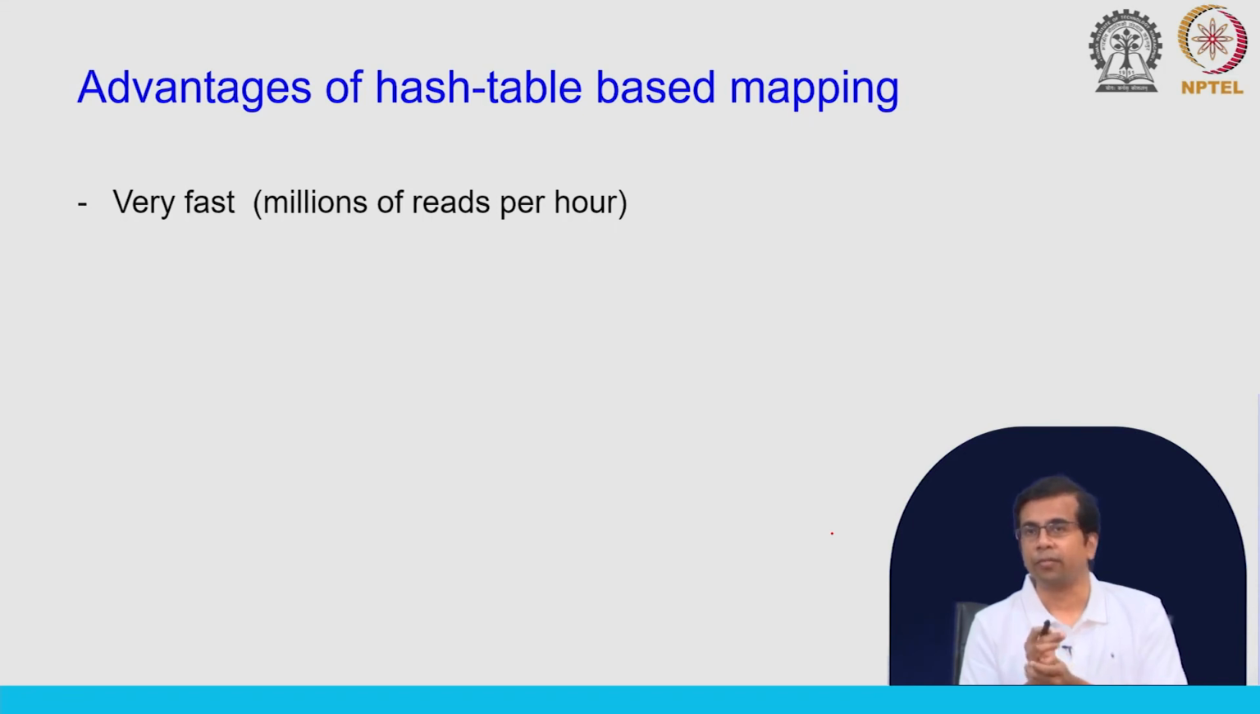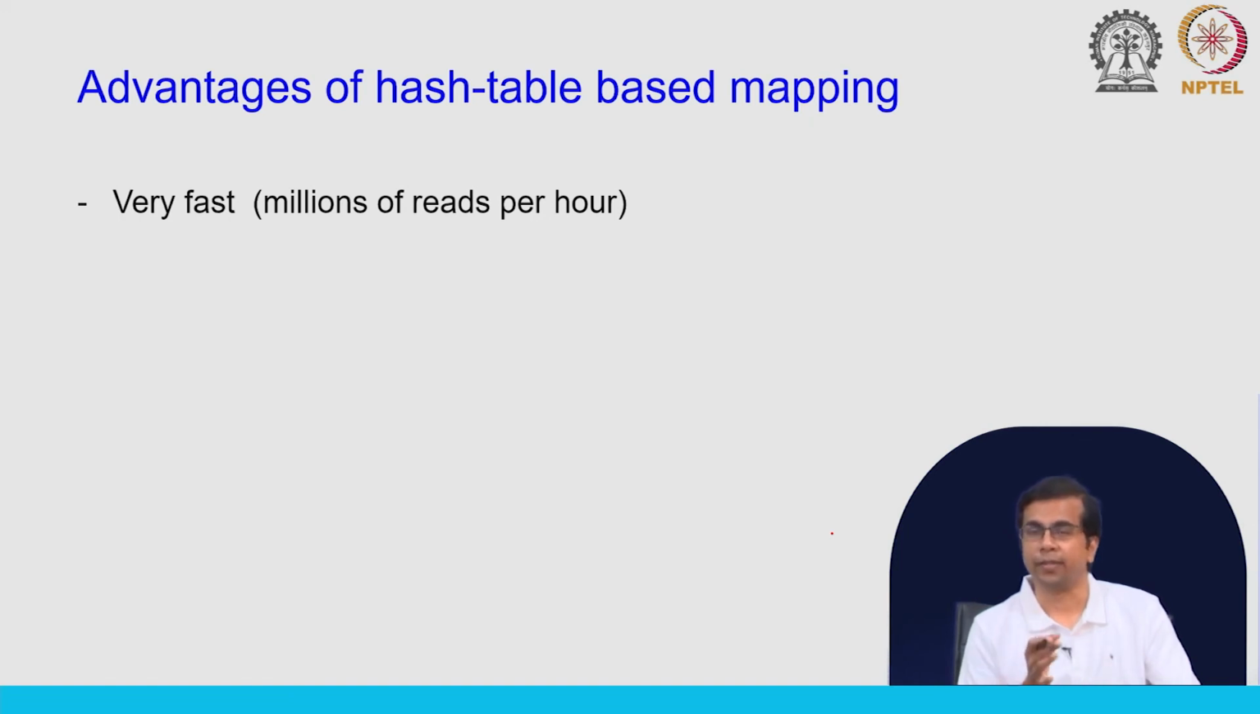One of the first things is that it is very fast, and if you just go and read literature for some of these tools, you will see you can map millions of reads per hour. That is a very good number. If you can, let us say, even map 1 million reads per hour, within a few hours you can map a few million. So, this is a very fast algorithm compared to whatever we have discussed, BLAST and BLAST.